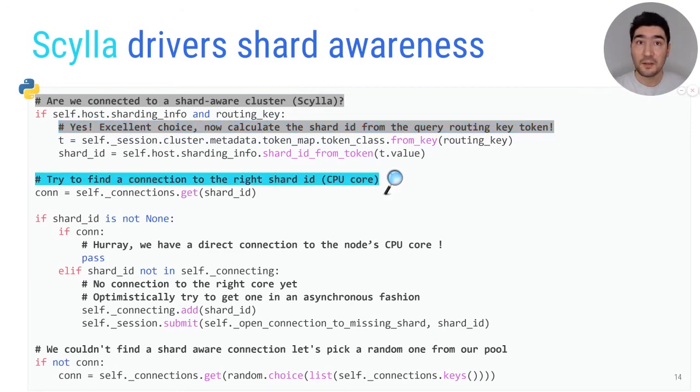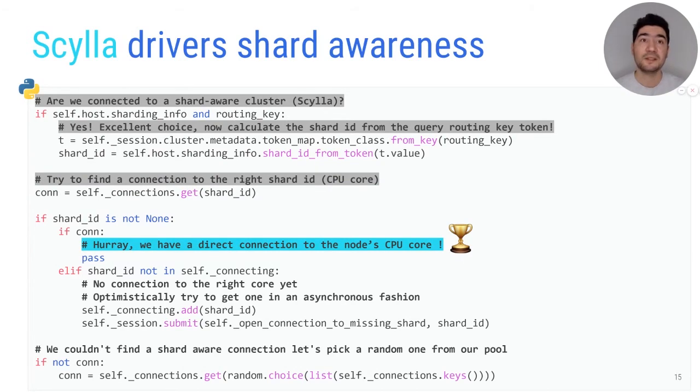Now we find out if we have an open direct connection to the shard ID. And if we do, that's great. We'll route the query using this direct to core connection. This is the most optimal way to do it on Scylla. This is something that you can't have on Cassandra.